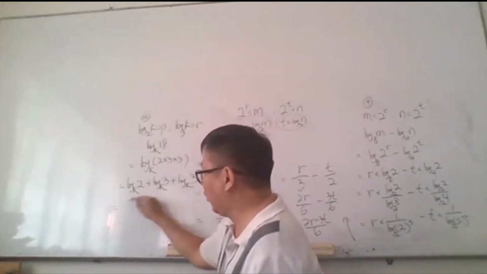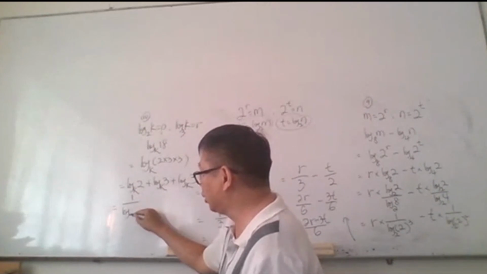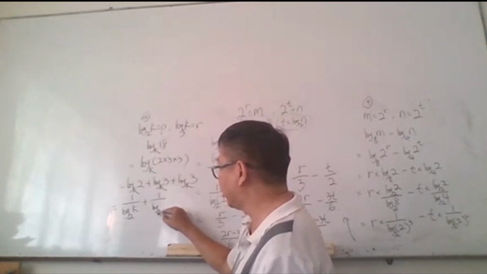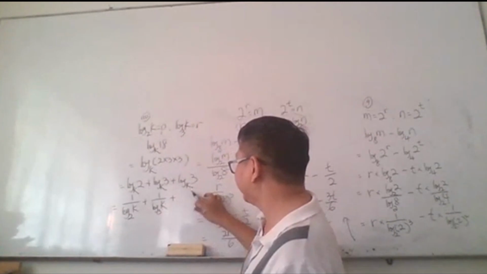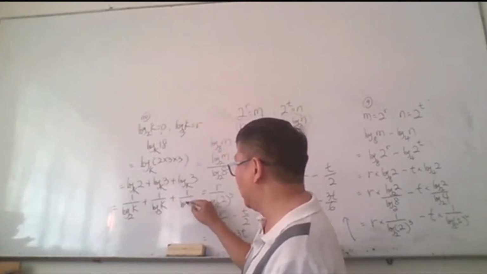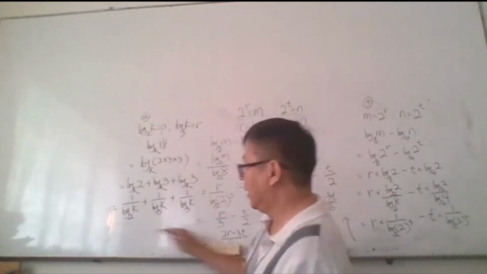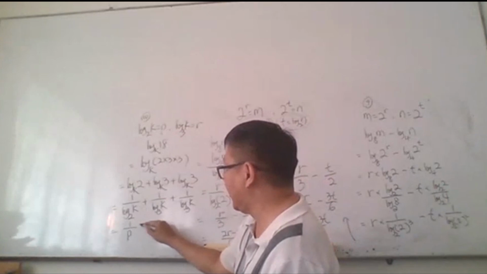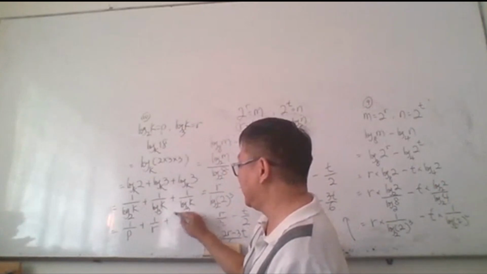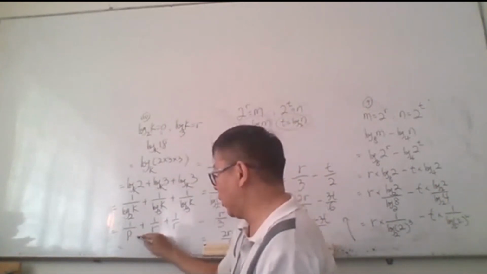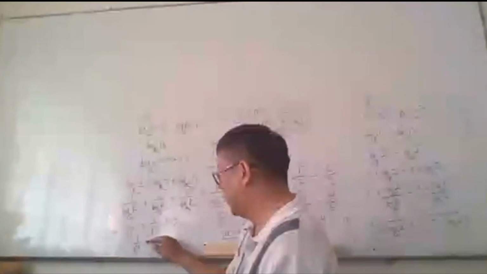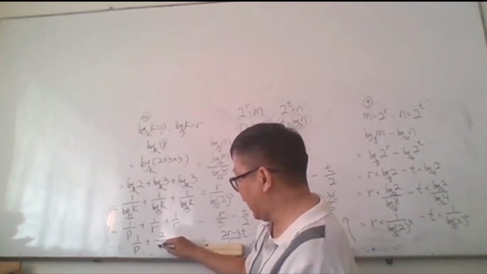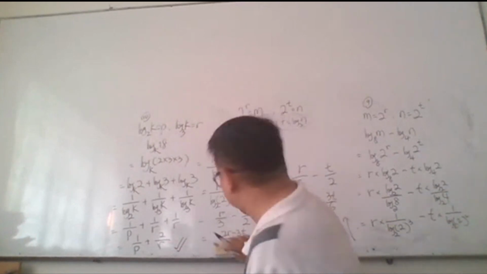In this case, I will put 1 over log 2 k plus 1 over log 3 k plus 1 over log 3 k. Now log 2 k is represented by P, and log 3 k is R. So that is 1 over P plus 2 over R. This can be your answer already. Okay.